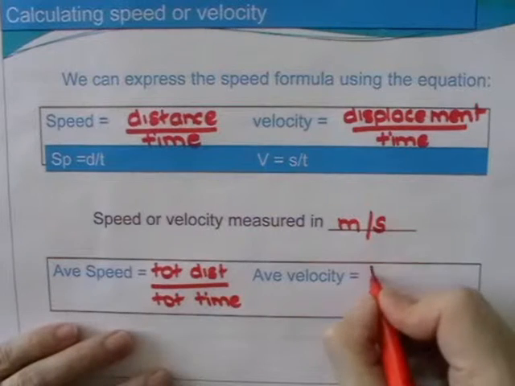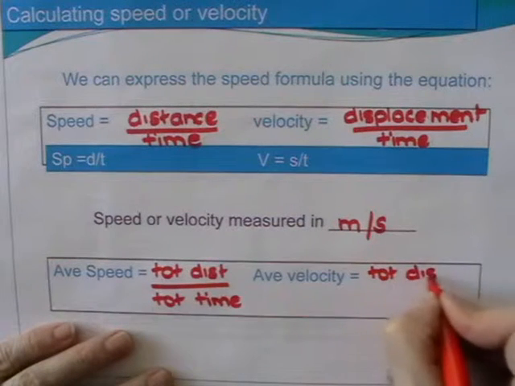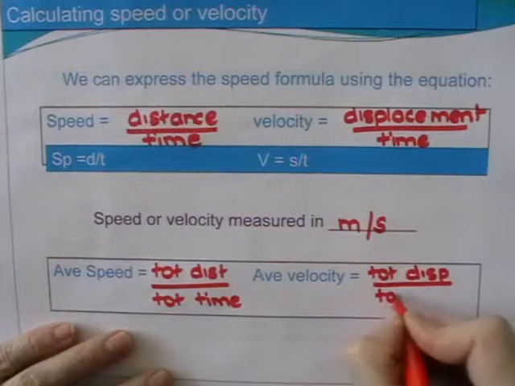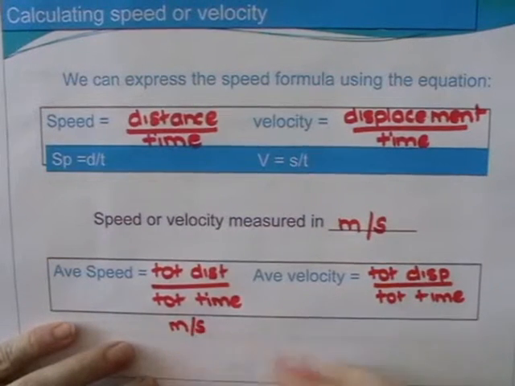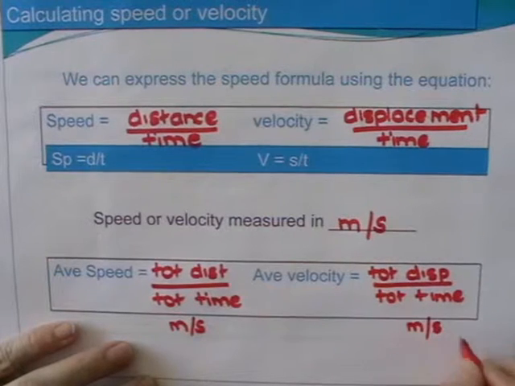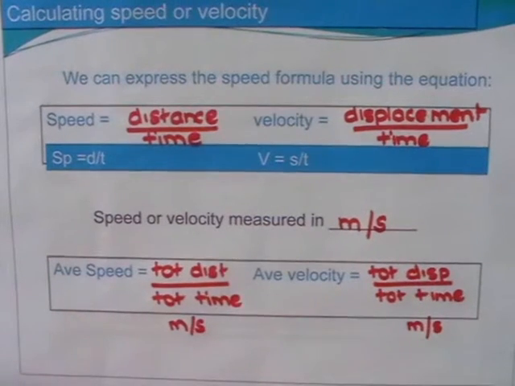And then average velocity is the total displacement over the total time. And they're both measured in meters per second. And for this one, you should also give a direction with it as well.